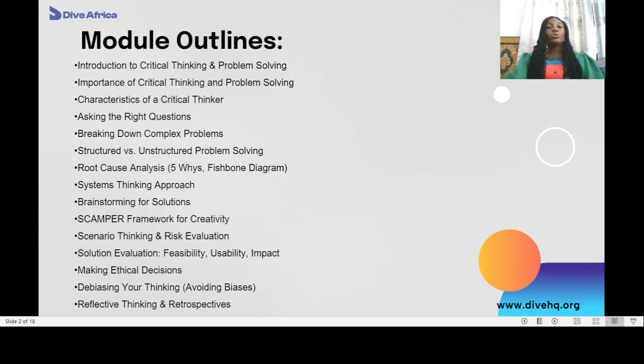We'll be looking at the following module outlines: Introduction to Critical Thinking and Problem Solving, Importance of Critical Thinking and Problem Solving, Characteristics of a Critical Thinker, Asking the Right Questions, Breaking Down Complex Problems, Structured versus Unstructured Problem Solving, Root Cause Analysis, Systems Thinking Approach, Brainstorming for Solutions, the SCAMPER Framework for Creativity, Scenario Thinking and Risk Evaluation. We'll also look at Solution Evaluation, Making Ethical Decisions, De-biasing Your Thinking, and lastly Reflective Thinking and Retrospective.